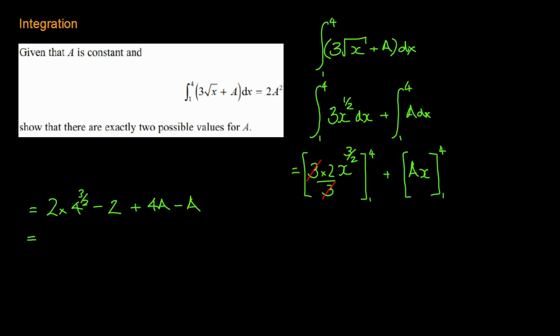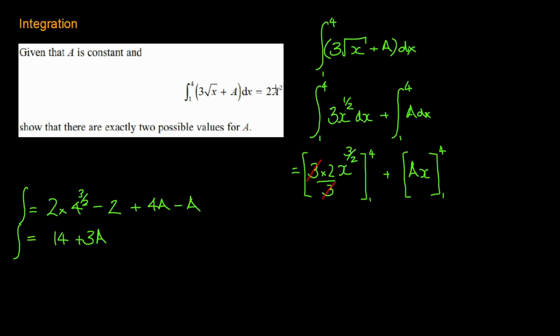And this simplifies to, again with this business of raising a number to a fractional power, just split it. This is 4 to the half, itself raised to the power 3. 4 to the half is the square root of 4, which is 2. 2 raised to the power 3 is 8. 2 times 8, 16. So this is 16 minus 2, so this is 14. 4a take away a is plus 3a. And that is effectively our answer to the integral that we were asked to do. The integral is equal to that.